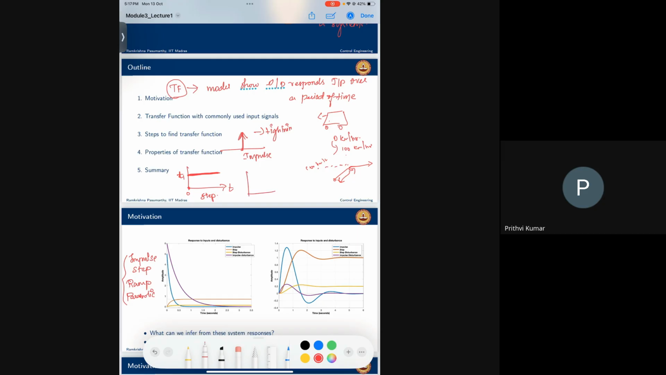Or we have a ramp signal, where we keep on increasing the input until we reach a certain point. This is an example of a car accelerator. A car accelerator can be modeled as ramp and also step. For example, I am starting from 0 and going up to 20 kilometers per hour, and I am maintaining it at 20 kilometers per hour. Until this it is a ramp, and after that it becomes a step.